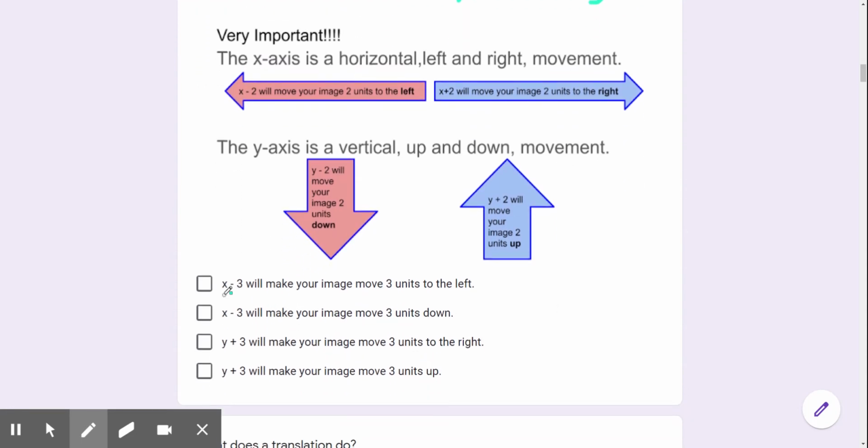So I know my x moves left and right. This one says x minus 3 will make my image move 3 units to the left. Yes, that's true. The next one says x minus 3 will make your image move 3 units down. No, x never makes your image move up and down. X is only left and right. So then the next one says y plus 3 will make your image move 3 units to the right. That's not true because y is only up and down, which means the last one, y plus 3 will make your image move 3 units up. That's your true statement.